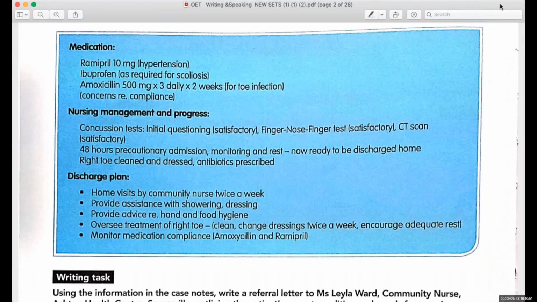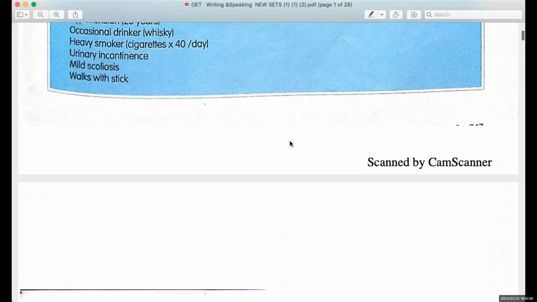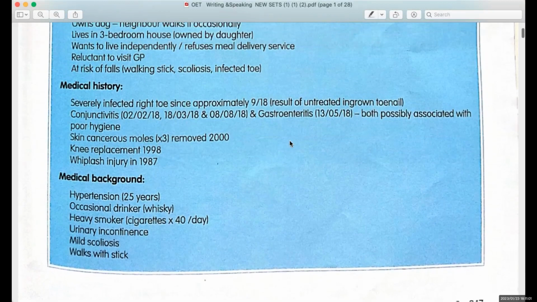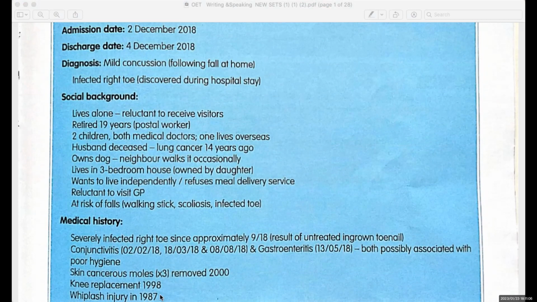And there are also a few traps that are set by the OET people who make these case notes. So you must be seeing here in the social background, it's written: at risk of falls. This could have been given in medical history as well, isn't it? Since we are already talking about medical history in the subsequent section, why talk about at risk of falls in social background? Why?